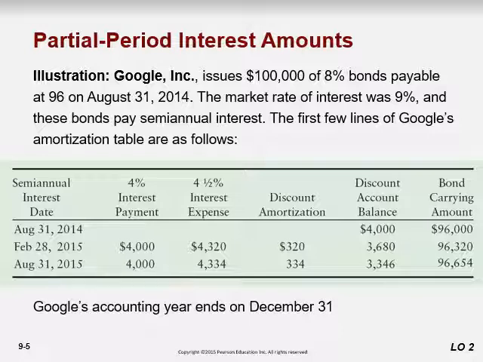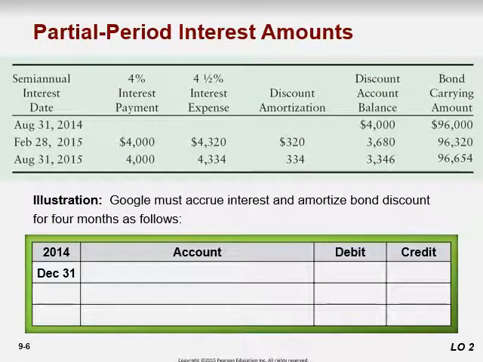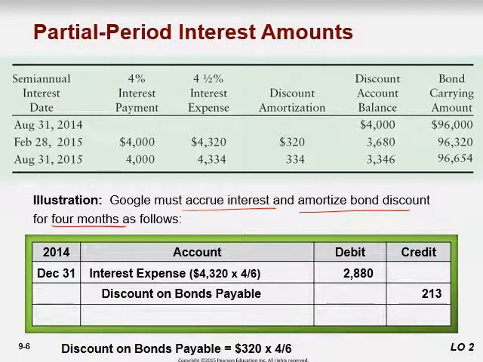So I have pasted an illustration here, just read it by yourself. We have already been given this amortization table, so you just have to make the accounting year end at 31st. You have to find out the amortized discount for 4 months and the accrued interest. I'm just going to show you the answer here, and you can match your answer accordingly. Here it is: interest expense to discount on bonds, right, to interest payables, right?